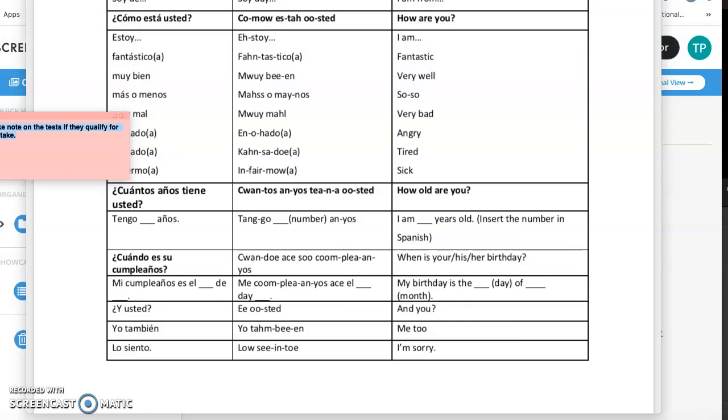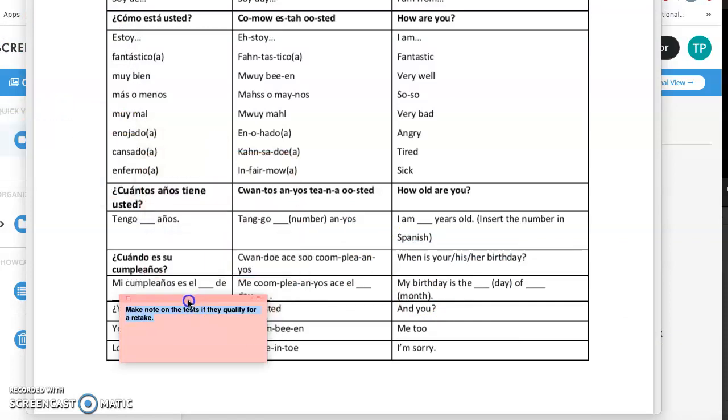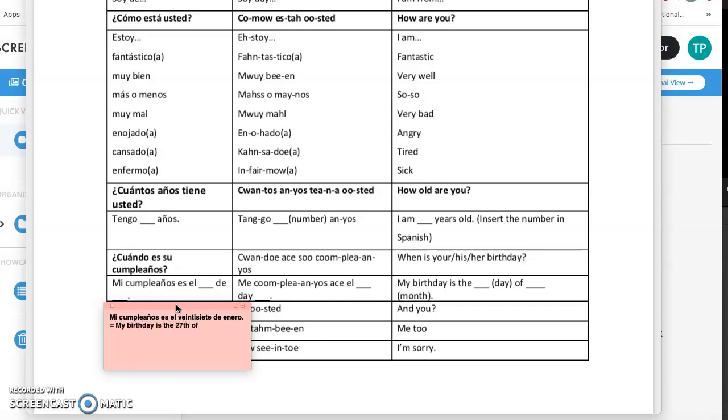All right, so if I want to say my birthday in Spanish, I am going to write it out as mi cumpleaños es el 27 de enero. That means my birthday is the 27th of January. That is just how you state your birthday in Spanish. The number comes first, and then the month comes last.